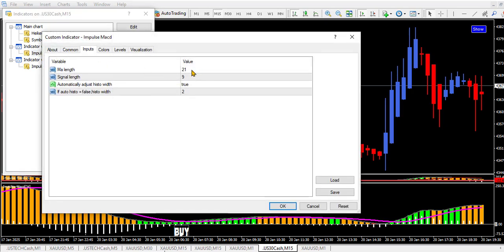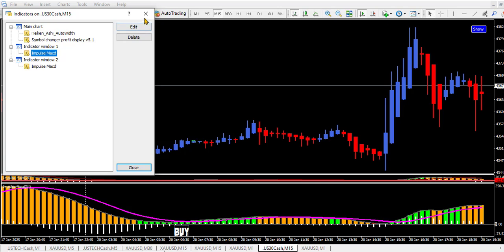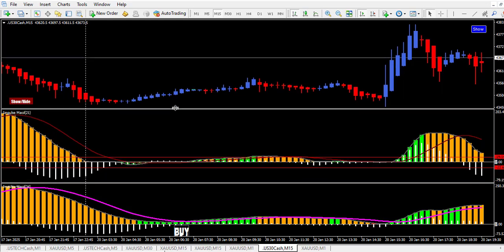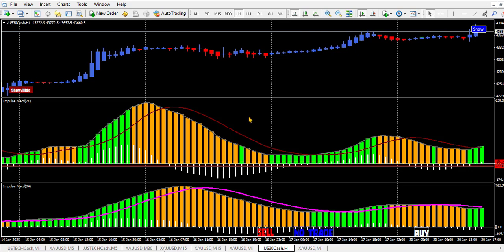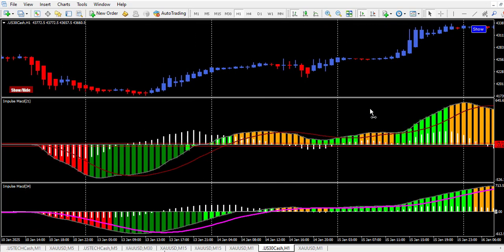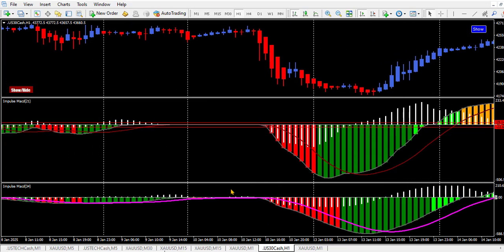I just use MA length as 21. That was the only thing I changed, for faster entry or for double confirmation. So let's analyze it together and see the two indicators in action. From both settings, at this particular zone we have no trade. This one started earlier, and here we only have a few candles, and after this we have a breakdown, and both did agree.